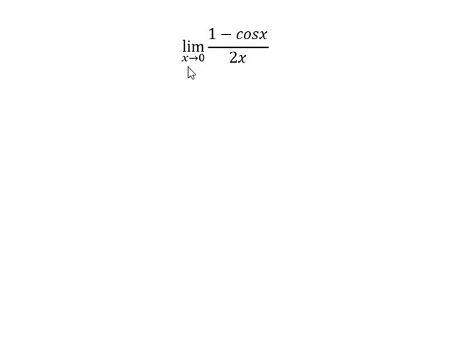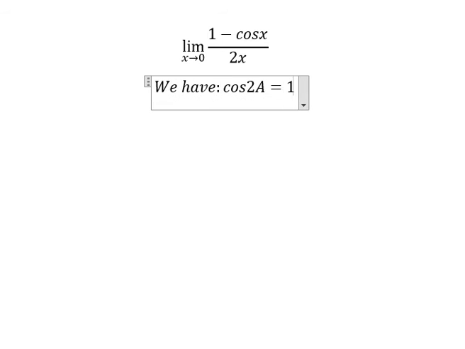The topic today is about limit. So now I will show you how to answer. We have the formula in here. That's about cosine 2a equals 1 minus 2 sine squared a.